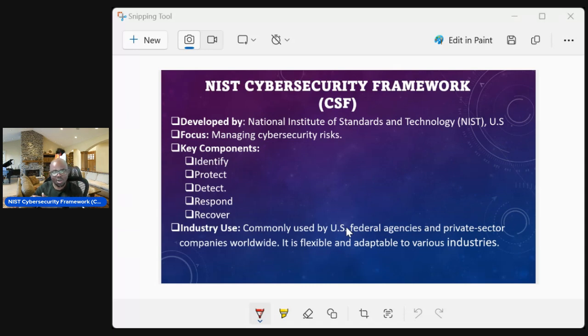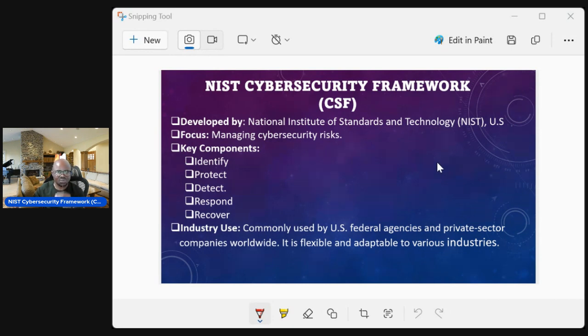Now, the profile of this CSF framework is that organizations implement whichever framework best suits them.